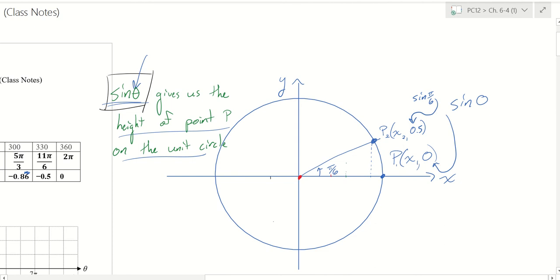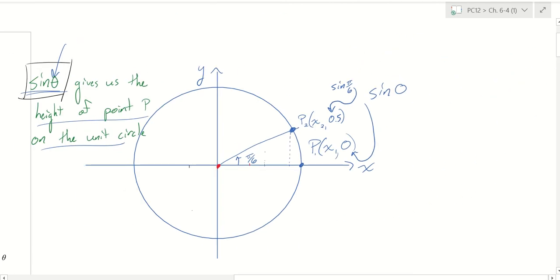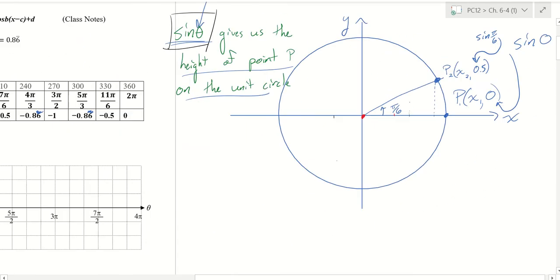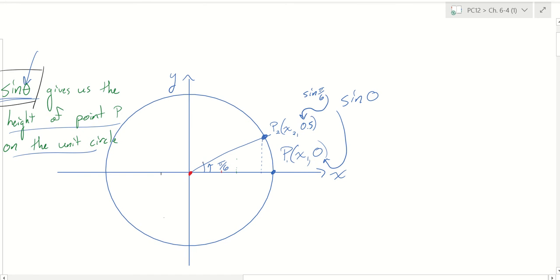By the way, I forgot to do the pi over 3. That's annoying. I forgot to do the pi over 3 angle. So here we have pi over 3 radians. There is some corresponding point on the unit circle that has some x-coordinate that doesn't matter, but the y-coordinate is roughly 0.86, and that is just sine of pi over 3, right? Sine of that particular angle gives us the height of this particular point on the unit circle above the x-axis.